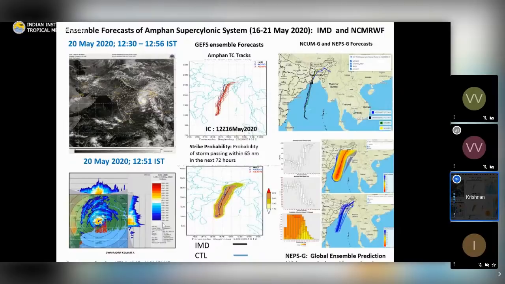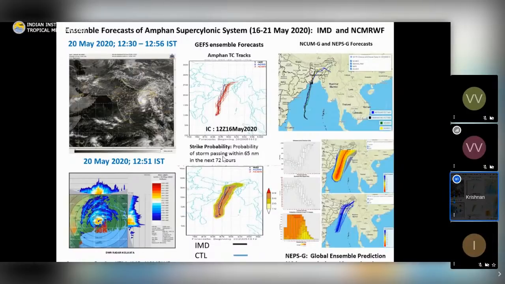And the strike probability is from the GFS ensemble forecast. By the way, these are not one member, we have multiple ensembles that we are looking at. So numerical weather prediction is more of ensemble prediction. It's not a deterministic forecast, you have ensembles of predictions. So the track prediction as well as the strike probability is very, very impressive. And Partha was telling me that for the prediction from the 17th May initial condition, the track error is less than 50 kilometers.